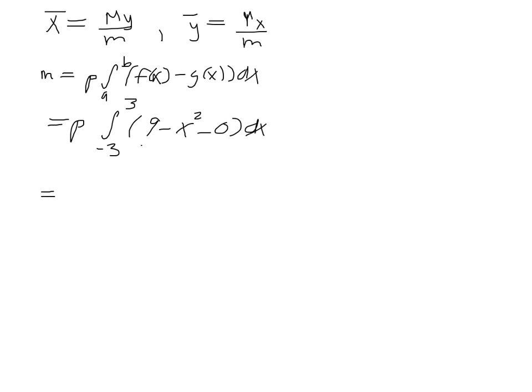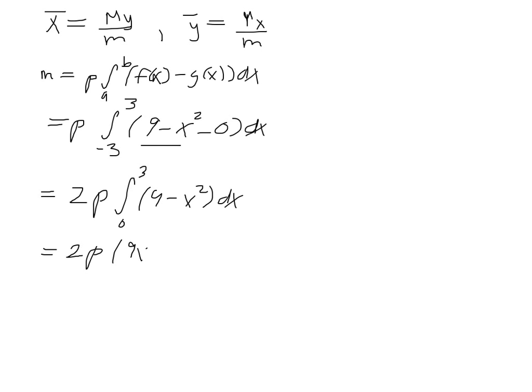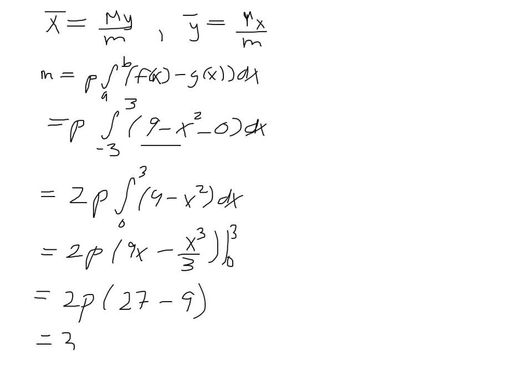So this 9 minus x squared is an even function, so we can compute 2 rho, the integral from 0 to 3, 9 minus x squared dx. Now that gives us 2 rho times 9x minus x cubed over 3. So that will be 2 rho times 27 minus 27 thirds, which is 9. So 27 minus 9 is 18 times 2 is 36 rho.